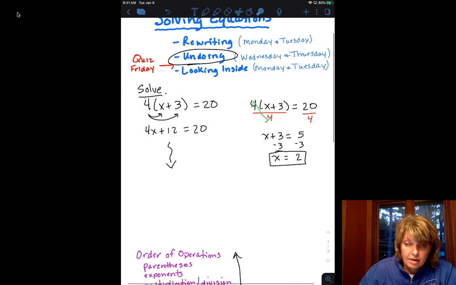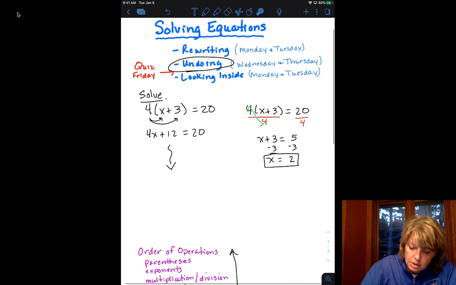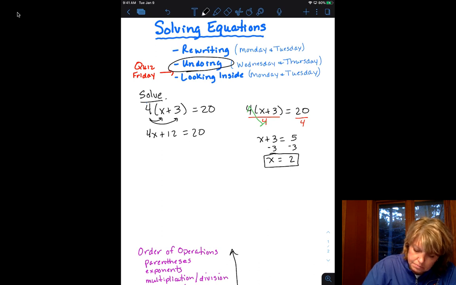There's absolutely no problem going back to solving it the other way, and subtracting the 12. That's why they could do that in red. We could have subtracted the 12. That would have given us 4x equals 8. Divide by 4.